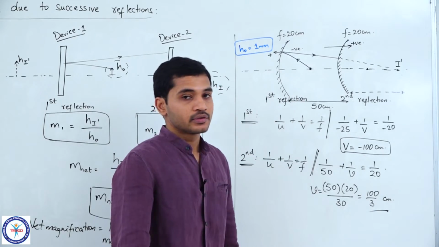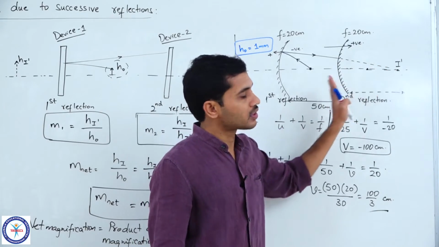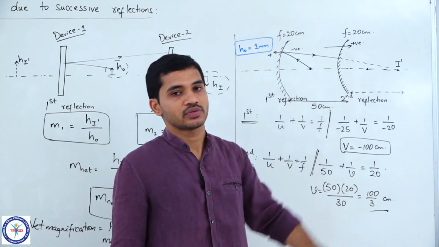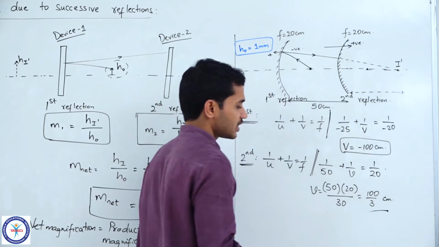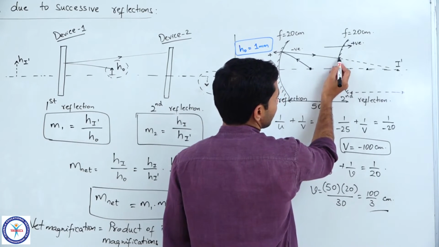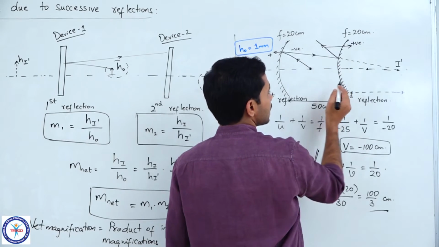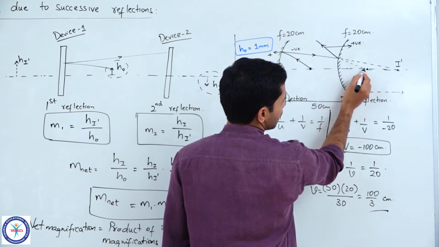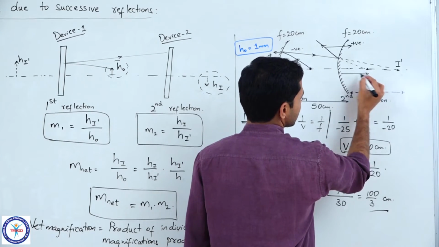So a positive value basically means the image is once again formed on that side, which means a virtual image once again. So that is what happens here. So 100 by 3 is roughly 33.33 centimeters. It means that this light ray after striking the convex mirror will get reflected in this manner in such a way that it appears to come from a point somewhere over here, which is at 33.3 centimeters.